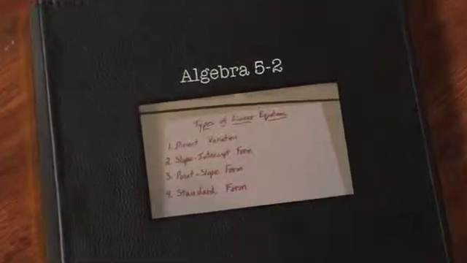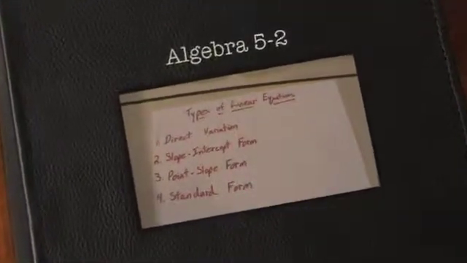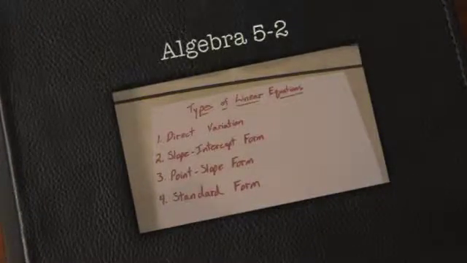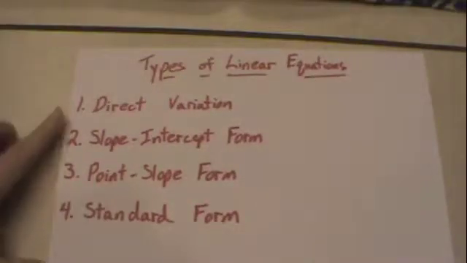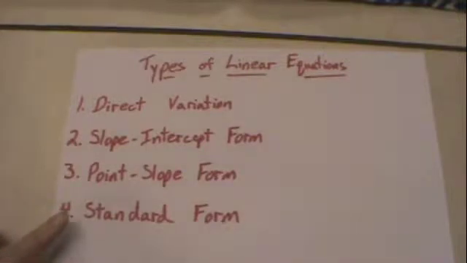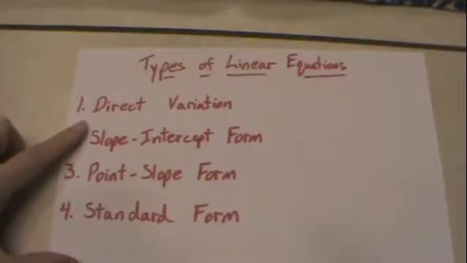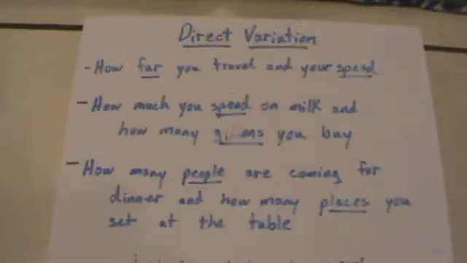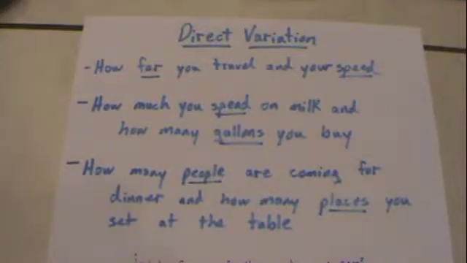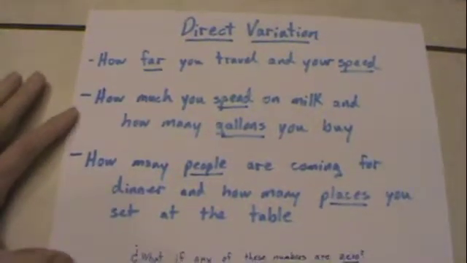Lesson 5-2. The next 4 lessons all cover a different type of linear equation, and here's your list. As you may guess, this is the one that we're doing today. And you say, well, that's all very well and good, but what on earth is a direct variation? Here are some examples of relationships that are in what we call direct variation. How far you travel in your speed, and so on.